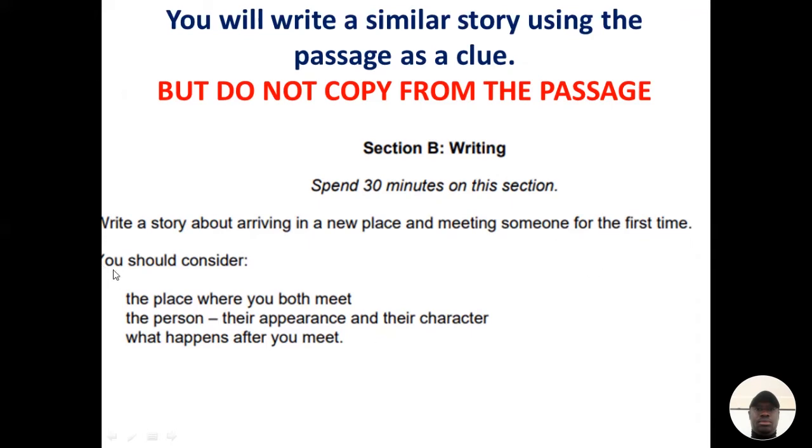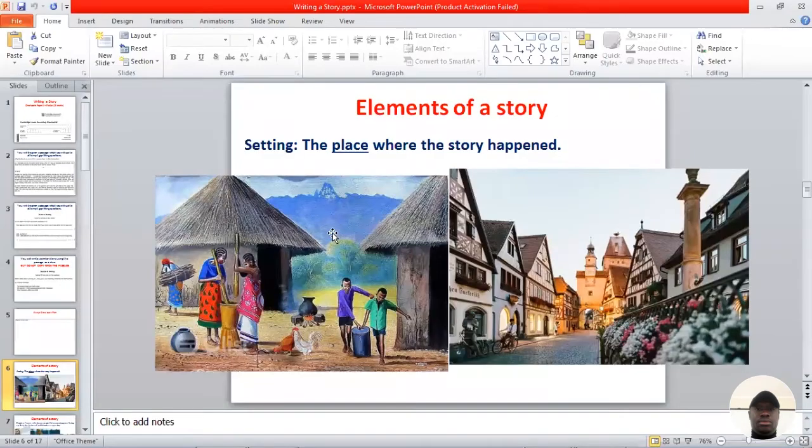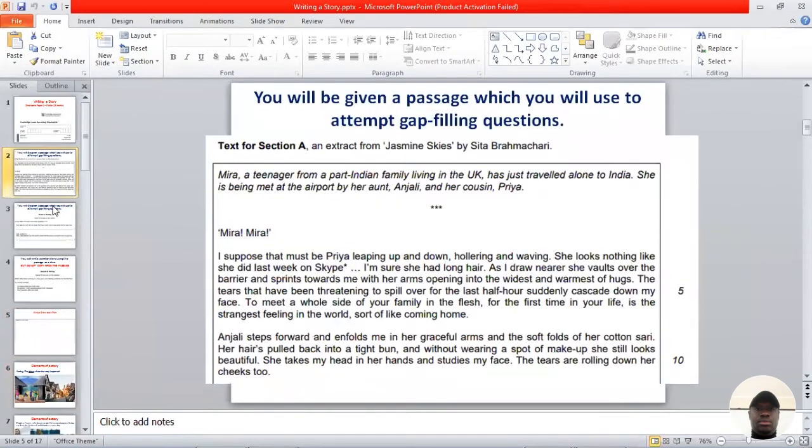Write a story about arriving in a new place and meeting someone for the first time. Now, you should consider the place where you both meet, the person, their appearance, and their character, and what happens after you meet. Now, this is what they want you to write in your plan. Please, this is the space for your plan, and you have to use it judiciously. Now, okay, hold on. Let me see.